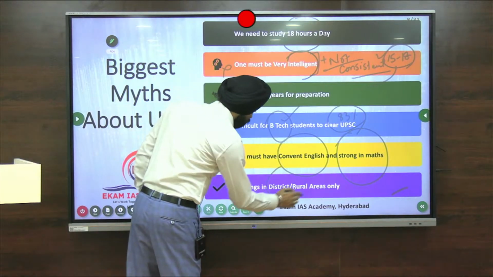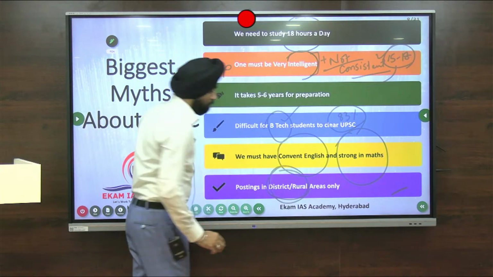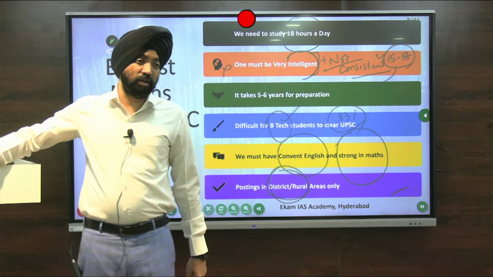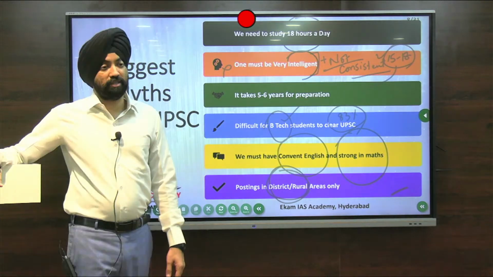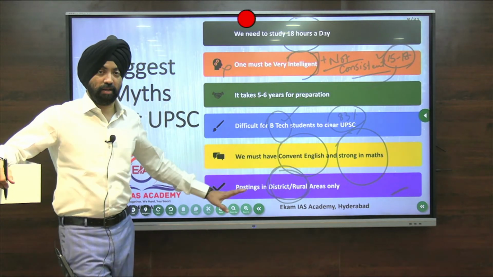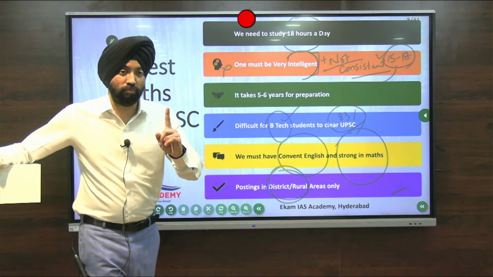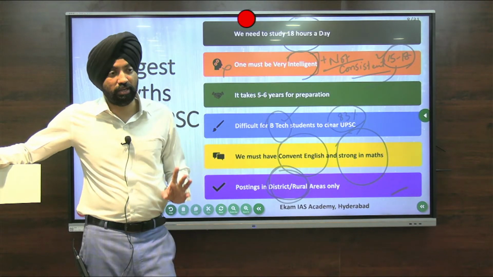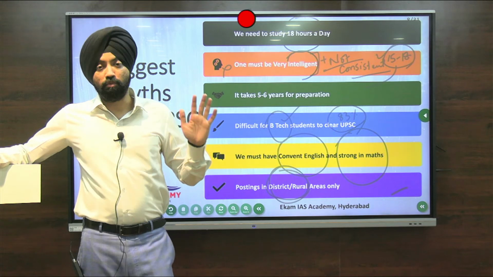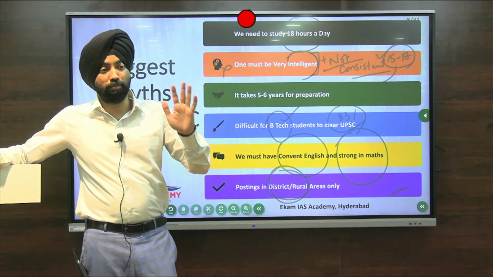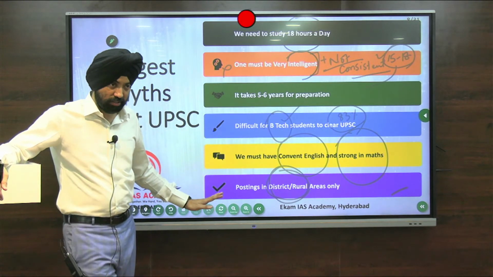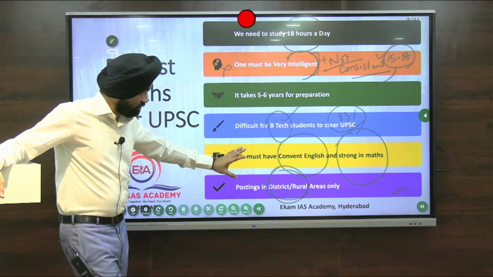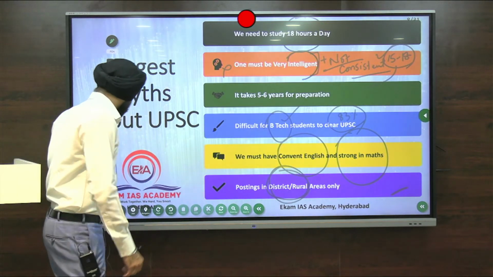And one more myth that I have heard is that the postings are generally in rural areas and the district areas. All your lifetime you will get at maximum one posting to a district, that is also as a district magistrate, which is one of the best postings of your entire lifetime in bureaucracy. So that is the only time that you get posted to a rural or a district area, otherwise you will not get posted.